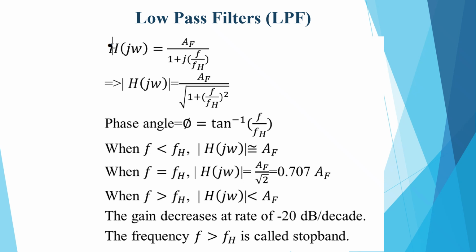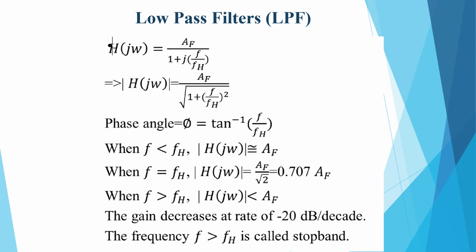Next we are going to look into the low pass filter response for different frequencies. When f is lesser than fH, output gain remains almost constant. So the magnitude of H(jω) will be almost equal to AF, and this region is called pass band. When f is equal to fH, the magnitude of H(jω) is equal to AF by root 2, that is equal to 0.707 AF. This is called the cutoff point or minus 3 dB point.